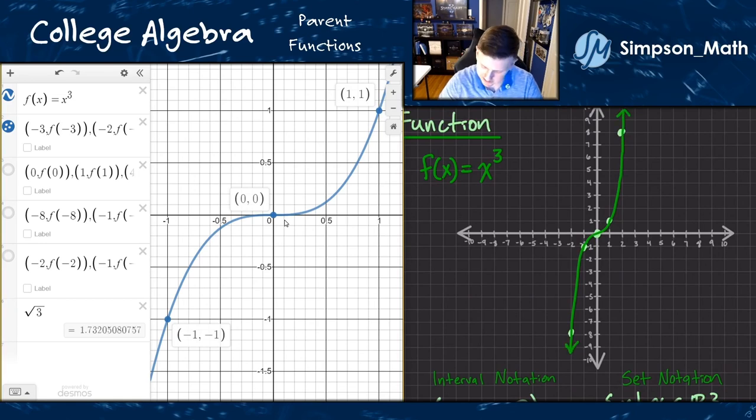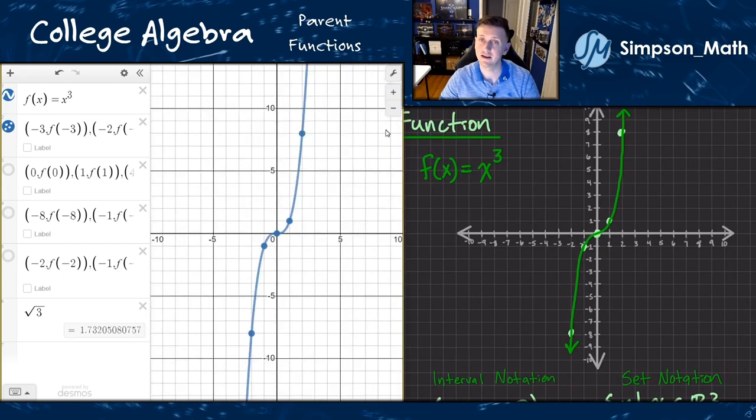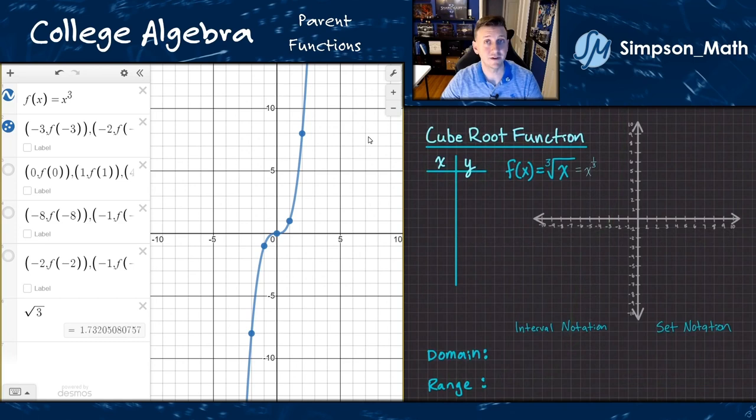Like so, and then arrows on both sides, both ends. So that is our cubic function. Our next function is a cube root function. Now, I've left up the cubic graph over here in Desmos just so we can take a look at it.